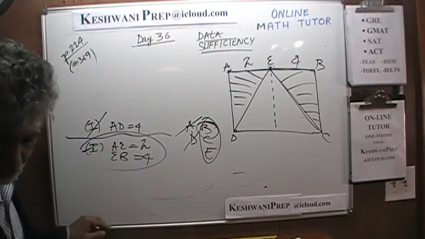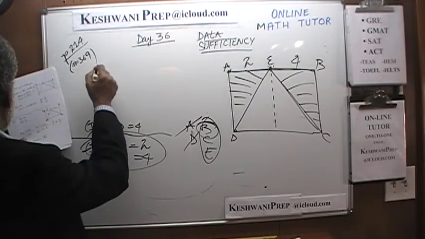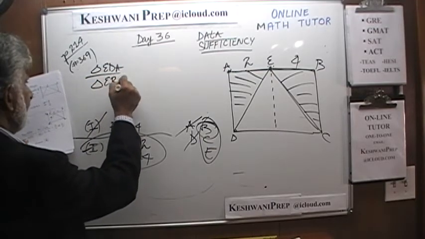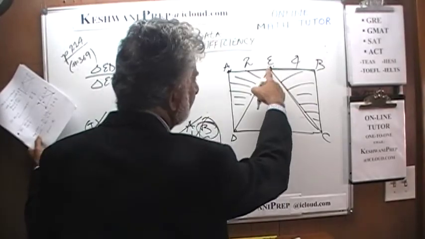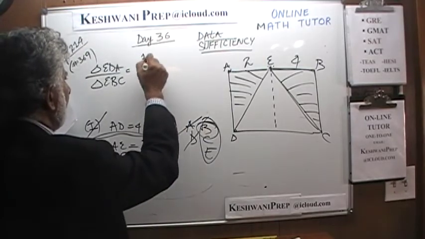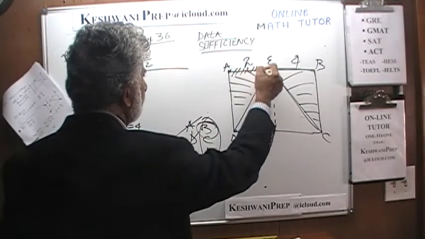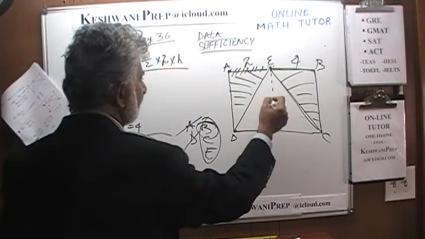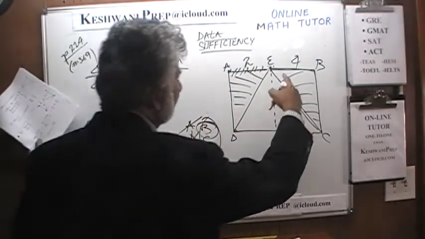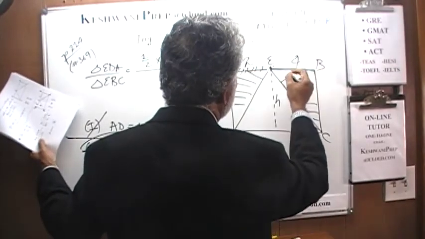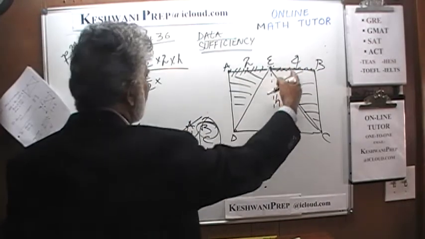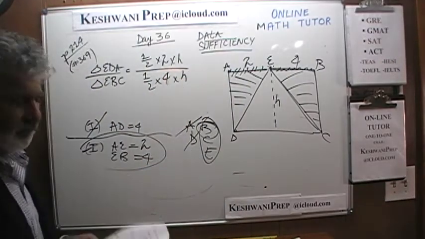I'm going to show it to you here. We're going to do it out. So we're looking for the area of triangle EDA over the area of EBC. EDA is this one. EDA is simply 1/2 base, which is going to be 2, times height, which is this right here. Now let's do the area of EBC. Here's the base of this guy. So 1/2 base, which is 4, times height.